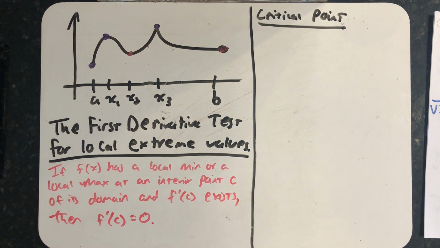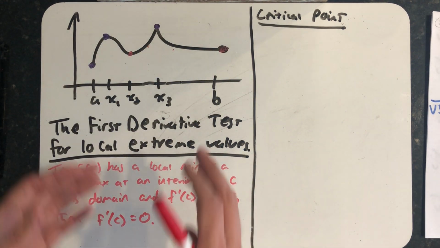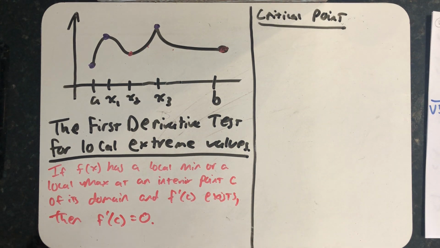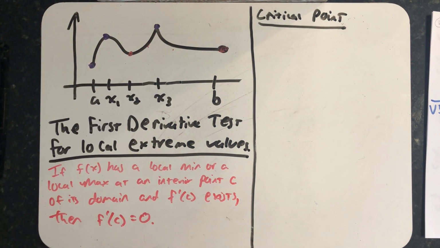The first derivative test for local extreme values says if f of x has a local minimum or a local maximum at an interior point c of its domain and f prime of c exists, then f prime of c is 0. So I'm only looking for local mins or maxes on the inside, at an interior point, so I need to leave out a and b.